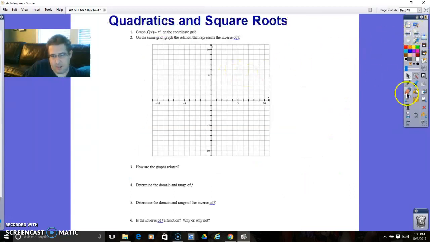All right, so there's a lot of notes there. So getting to the first question, this is called the parent function. That means this is the function that's the most basic quadratic function you can possibly make.